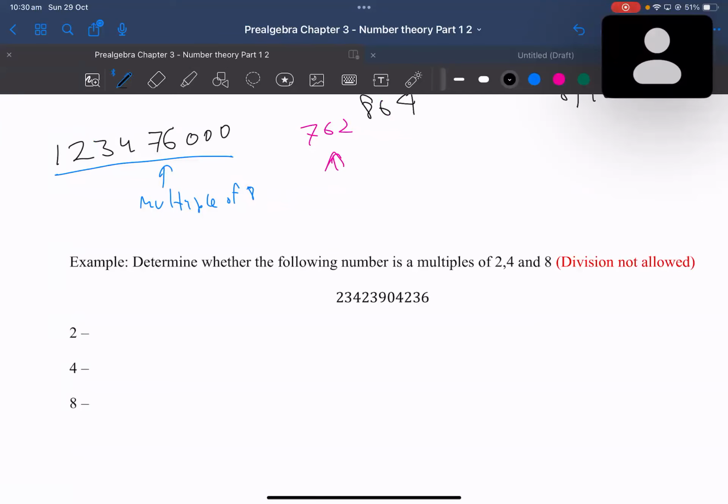To check if it's a multiple of 2, what do you need to do? Check the last digit. You have to check if the last digit is divisible by 2. It's 0, so it's even, therefore yes.